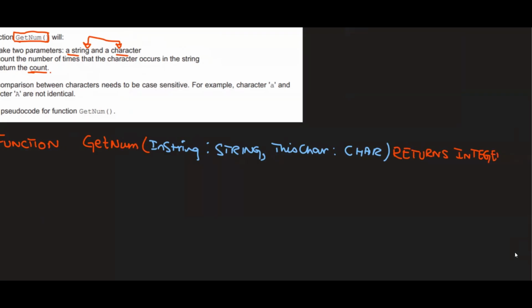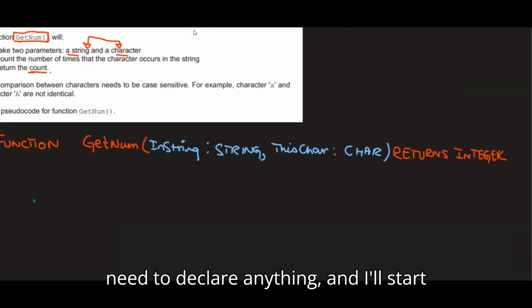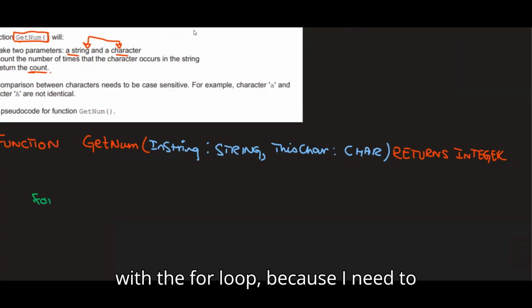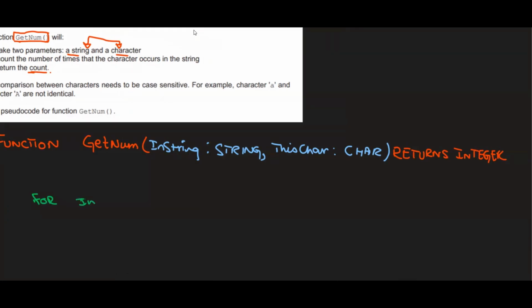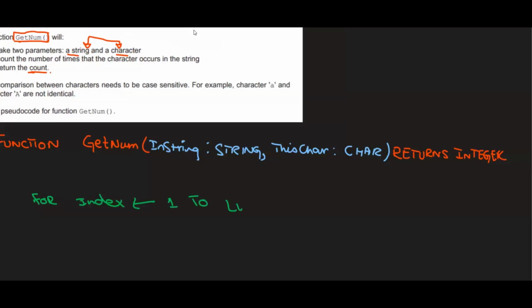Return an integer. Okay, so now let's just start with the program, the main code. I'll just leave this space here for if we need to declare anything, and I'll start with the for loop because I need to go through the whole string. So 1 to the length of the in string.